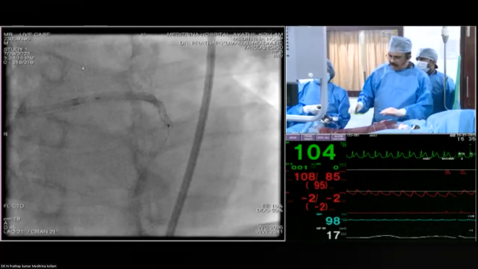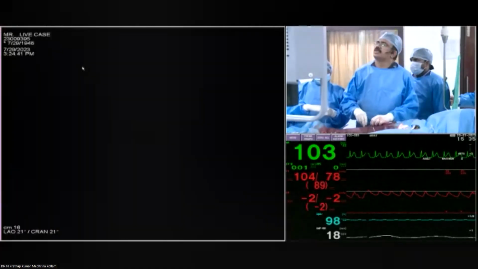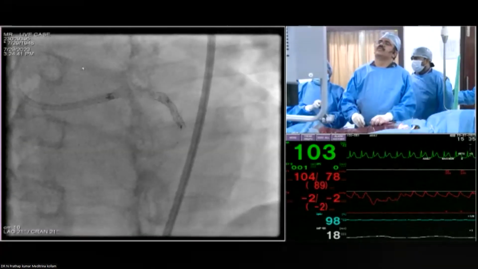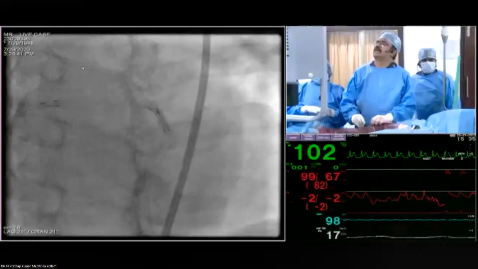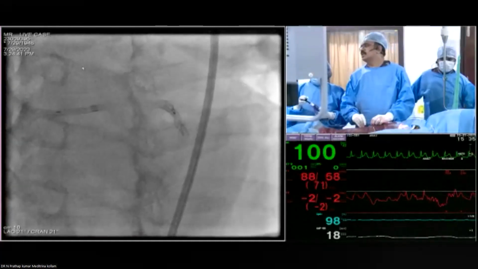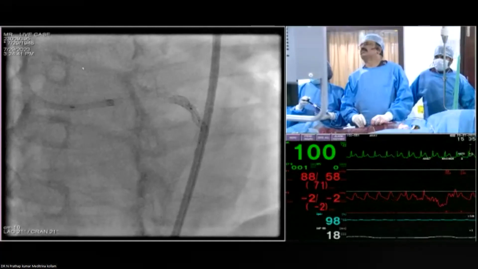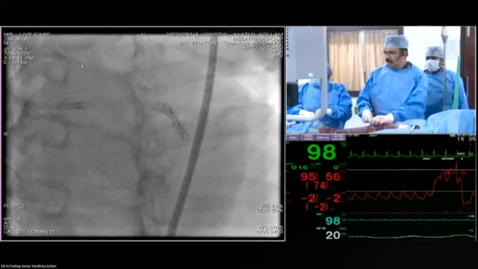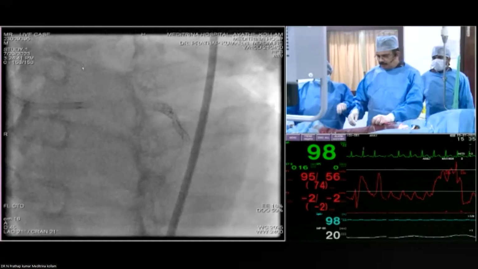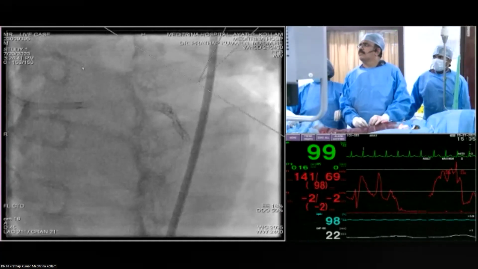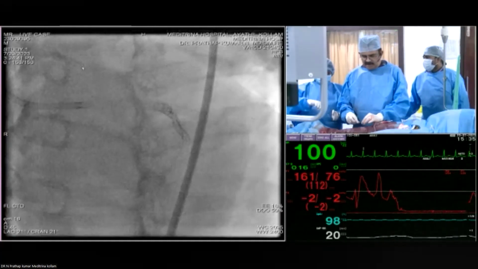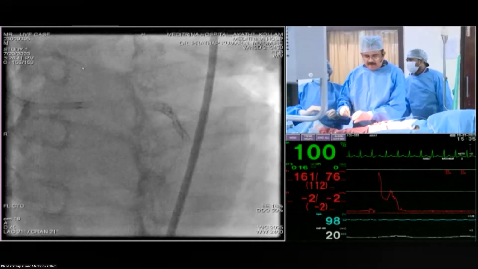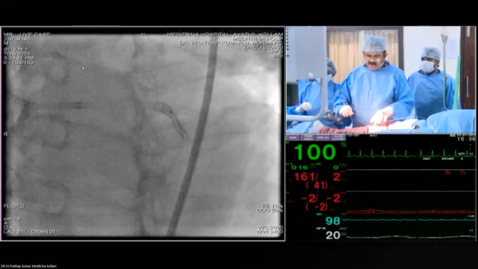Now I stop here. I will withdraw the balloon, the same balloon. We can see an ST elevation now when I dilate this part. So the patient is getting severe pain. I'm just going to take this balloon out and take a normal 3.5 millimeter balloon. We see some ECG changes, but the ECG normalized.